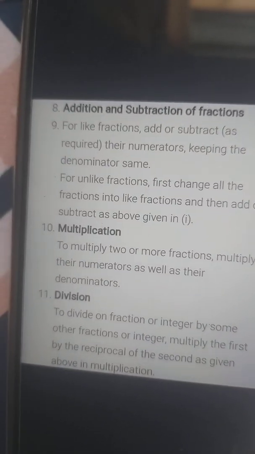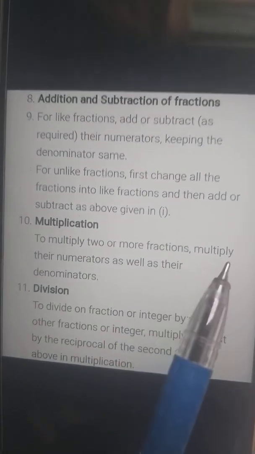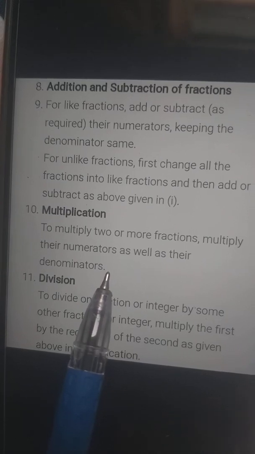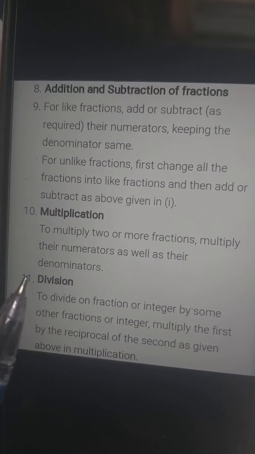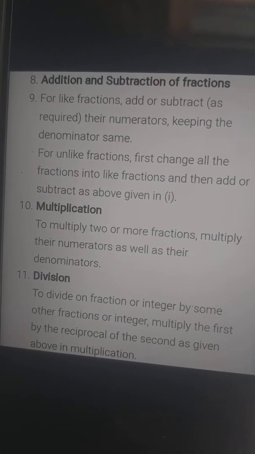Now next, we'll start with multiplication. To multiply two or more fractions, multiply their numerators as well as their denominators. Here we don't need to convert unlike into like fractions or make the denominators the same. You just have to multiply numerator to numerator and denominator to denominator.